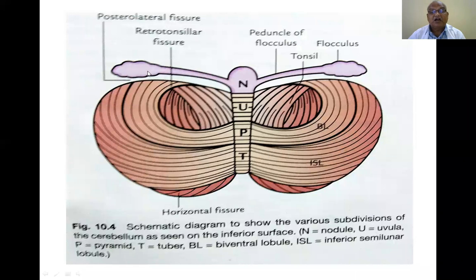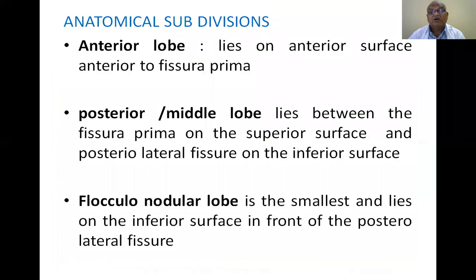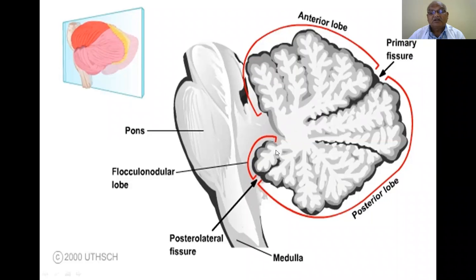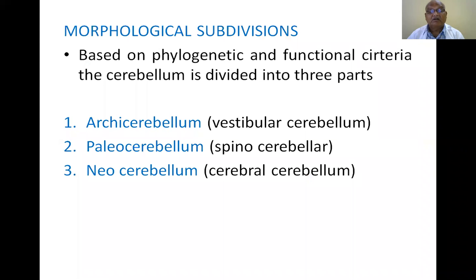So this is the flocculonodular lobe. This is the lingula. So the flocculonodular lobe and the lingula together make up the archicerebellum. This is the lingula, this projection. This one is the flocculonodular lobe. This one is the archicerebellum, the oldest one, that is called vestibular. Now the paleocerebellum, or spinocerebellar.